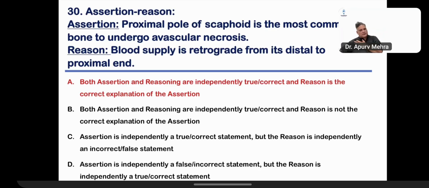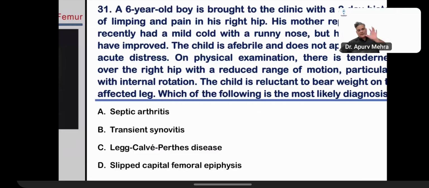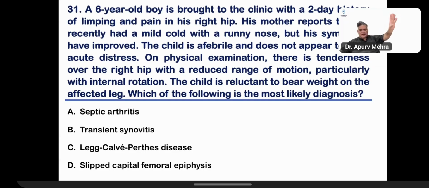Correct. Proximal pole of scaphoid is the most common part to undergo AVN. Okay, that's correct. It doesn't mean that it's comparing between the bones, it's the part of the scaphoid.